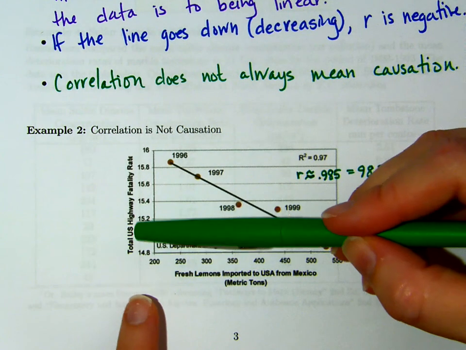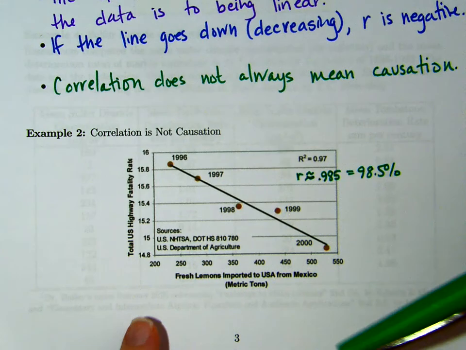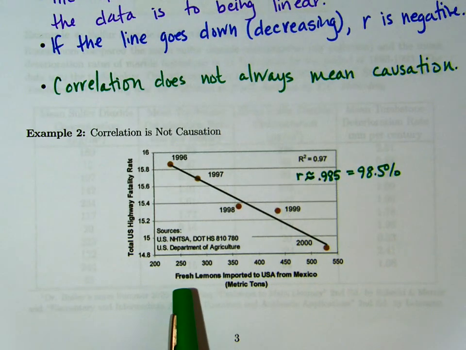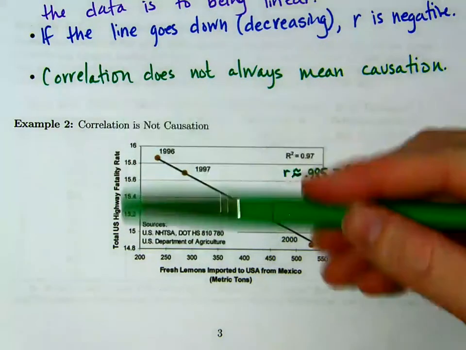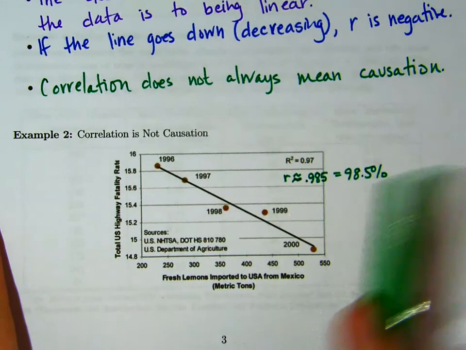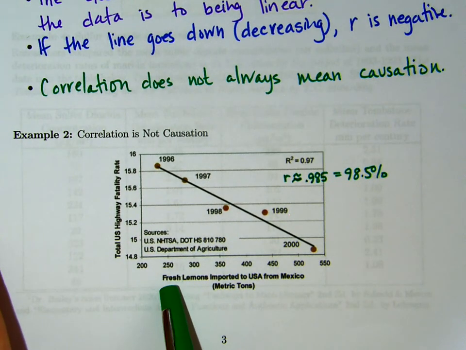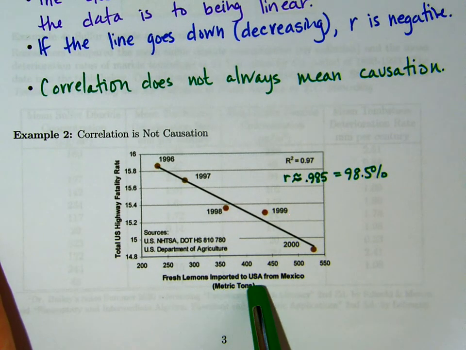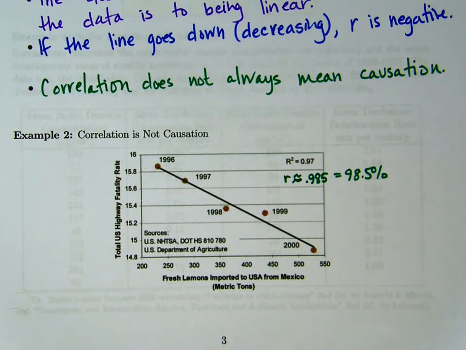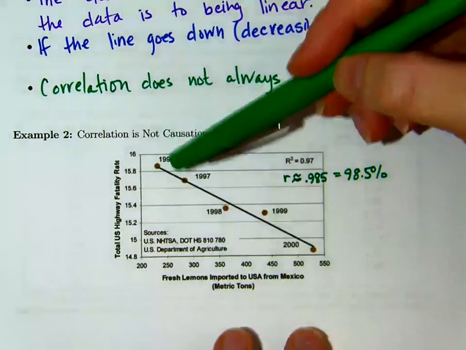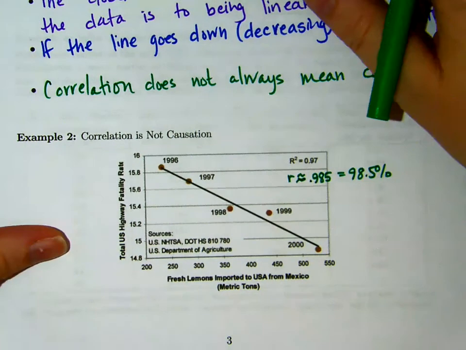Okay, the total U.S. highway fatality rate, they're saying that depends on knowing the number of fresh lemons imported to the United States from Mexico. Huh, right. So the more lemons, the more highway fatalities we have. No. So these are definitely correlated.